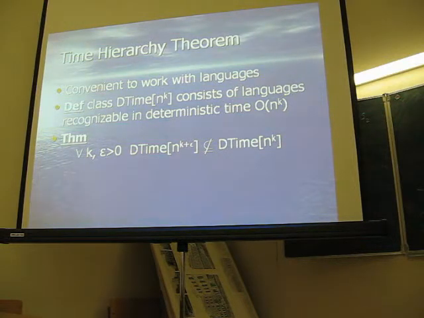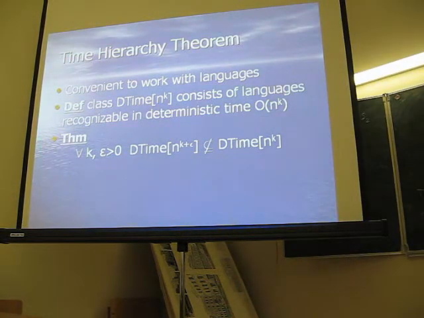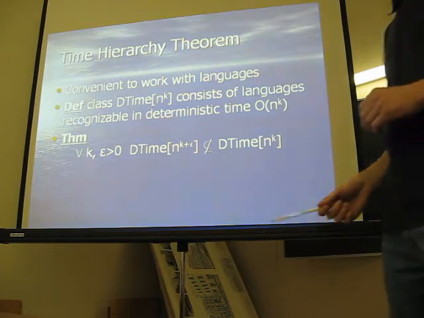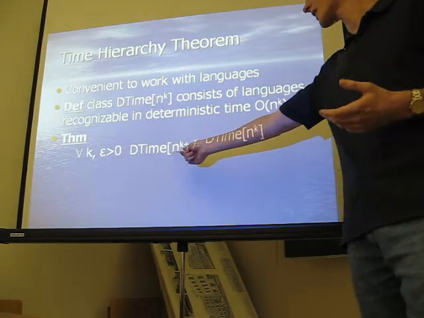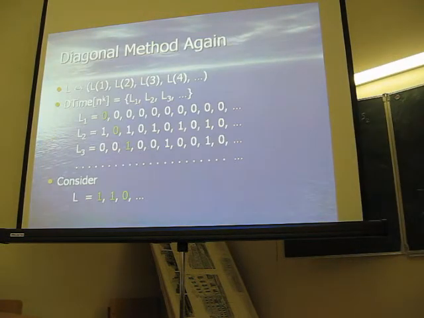Let me make one definition. I would like to introduce this class of languages: the class of languages that are recognizable in time n to the d by deterministic algorithms. And now what time hierarchy tells us is that there is some language that is recognizable in time n to the d plus epsilon, but is not recognizable in time n to the d. In order to prove this theorem, it's enough to construct a language that belongs to this class, but is not in this class. And to do this, we are going to use the idea of diagonalization. Let us see how we do this.